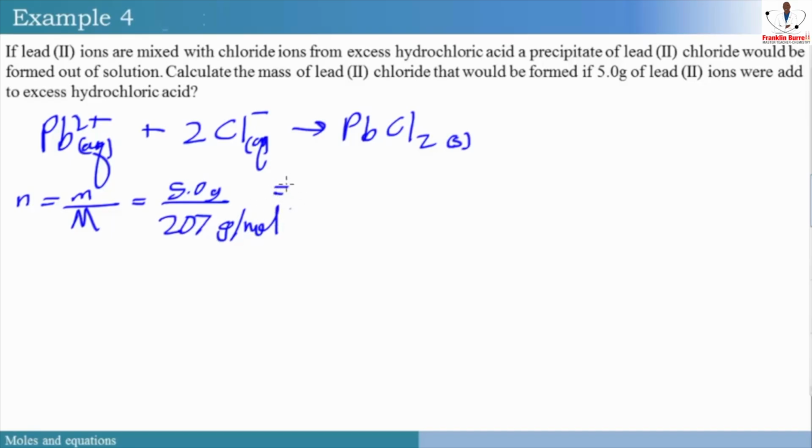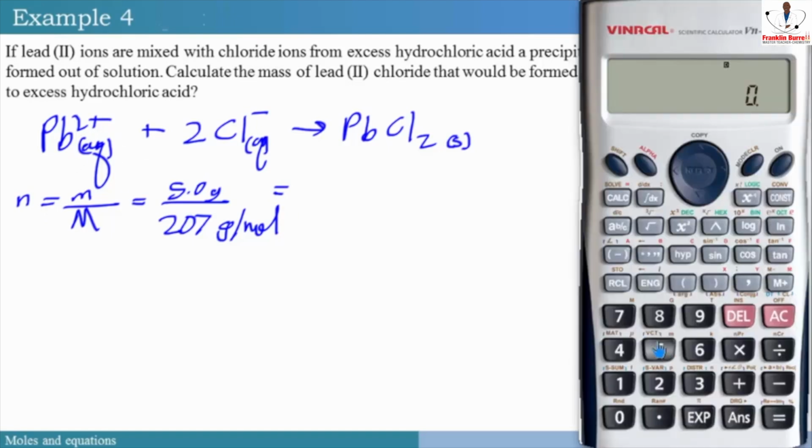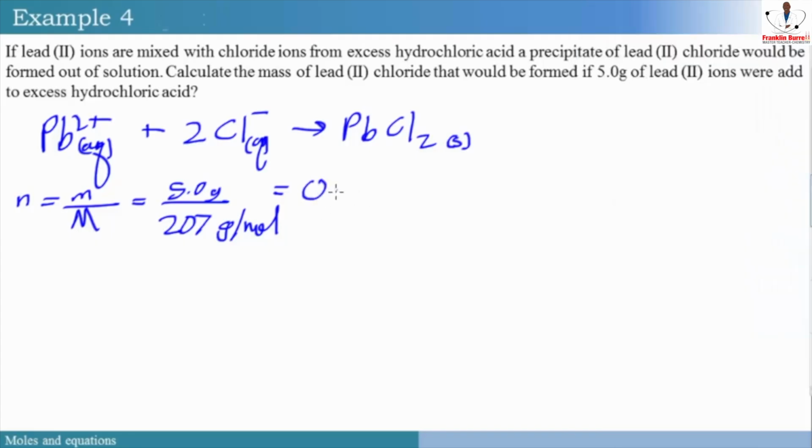And now we're going to calculate the number of moles of lead-2+ ions present. So 5.0 divided by 207, and that is equal to 0.02. Let's keep it at 2 decimal places. So 0.02 moles. Now, as we can see, the mole ratio between lead-2 ions and lead-2 chloride is 1:1.